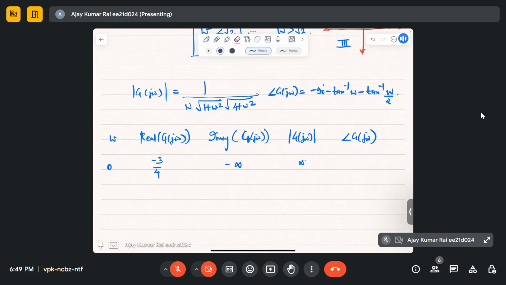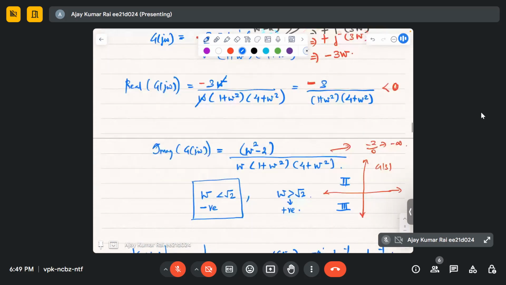Okay, so let's find the phase. At omega equal to 0, you can see what will be the phase. It will be minus 90, right? I think this is very clear. Phase we know, if you put omega equal to 0, the only remaining angle is minus 90.